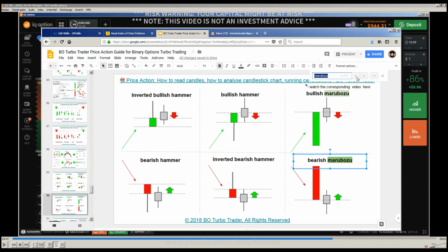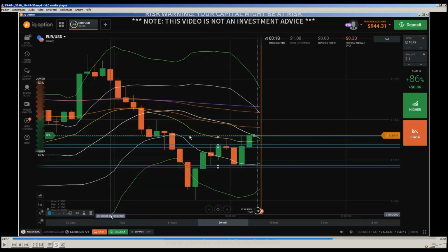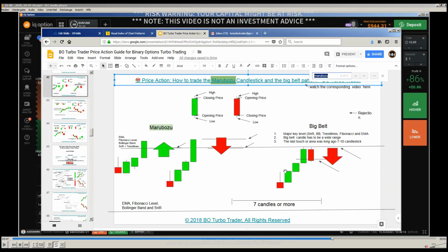Marubozu here, continuation. If you have a weak candle, let me see what's going on here. Marubozu candlestick, trend continuation. You see here trend continuation of the Marubozu. And why? Because we have here the support and resistance level which was broken due to this Marubozu candlestick. We have a ranging market, we have an uptrend, which is the concept of the high probability trading setup. Let me show you this.